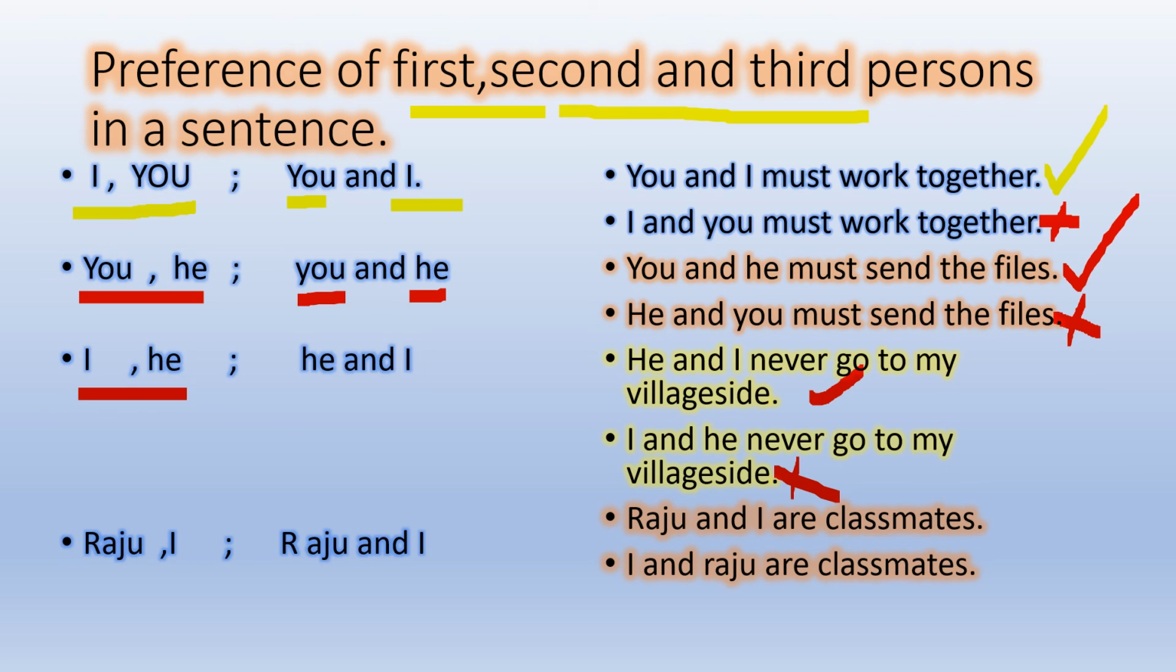Sometimes a noun is given. Here the noun is Raju, which is the third person, and I is the first person. I have told you which person comes first: the third person comes first. Here the third person is Raju. So Raju and I are classmates. This is the right one. I and Raju are classmates is the wrong one. Have you understood that? This is very important in competitive tests. So just observe and follow that.